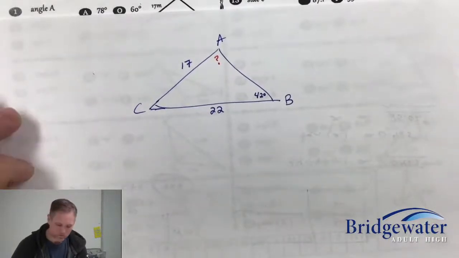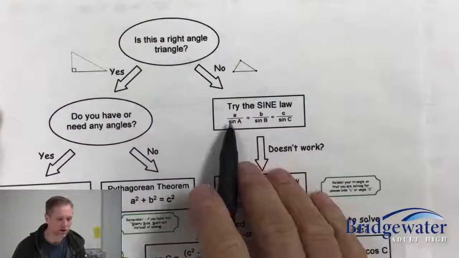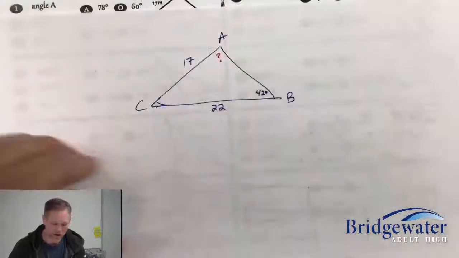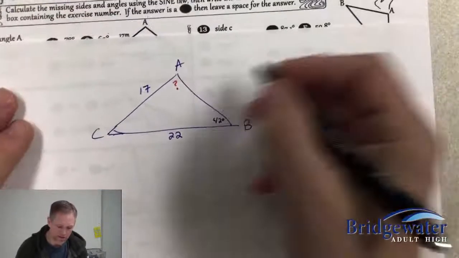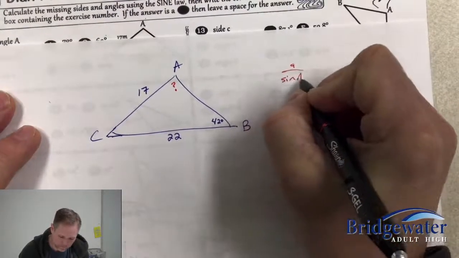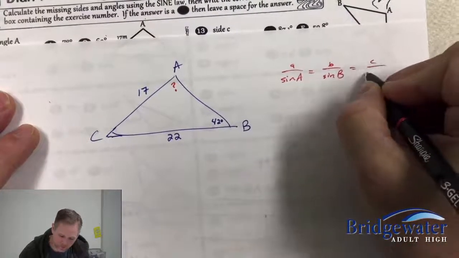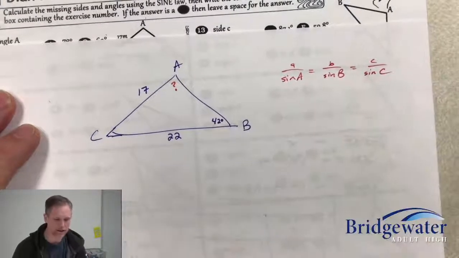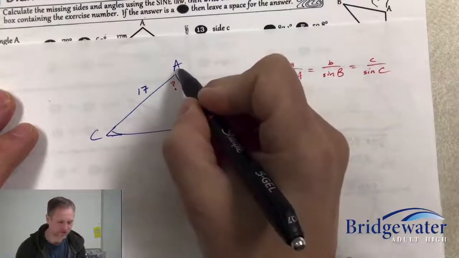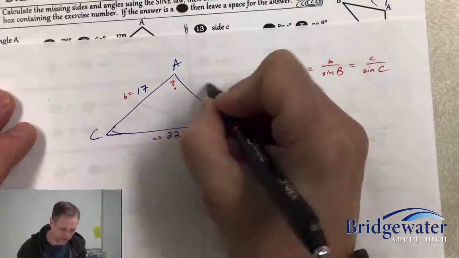Now, when it comes to that, what we do is, is this a right angle triangle? No. Try the sine law. Okay, so they got a over sine A, b over sine B, and c over sine C. So we are just going to do exactly that. And so the way you do the sine law is you write down the formula. And this is why it's important to label things properly. Capitals in the corners, small letters on the sides. So this is capital A, this is small letter a. This is capital B, this is small letter b. This is capital C, this is small letter c.